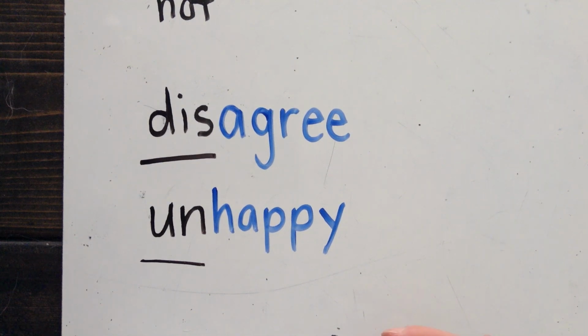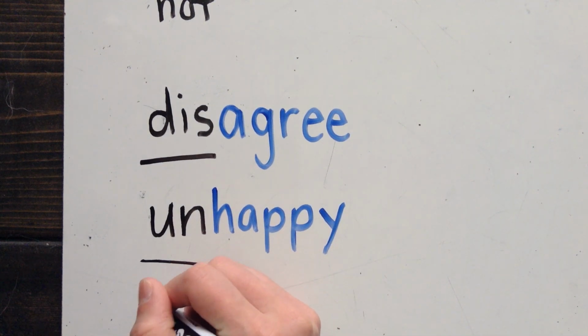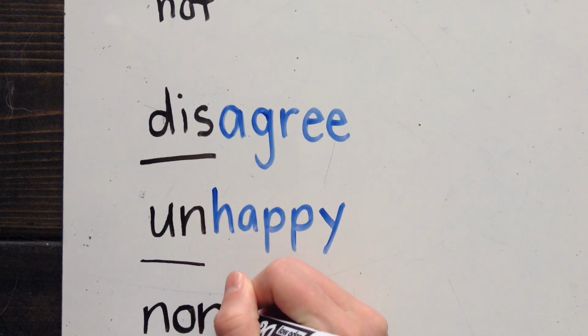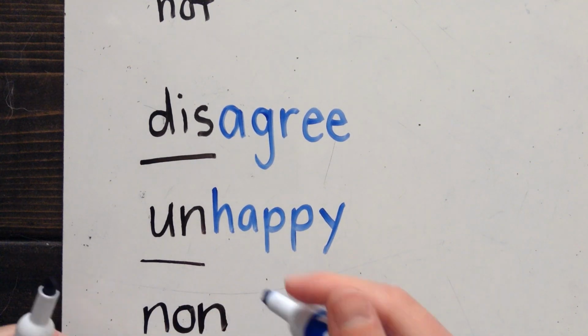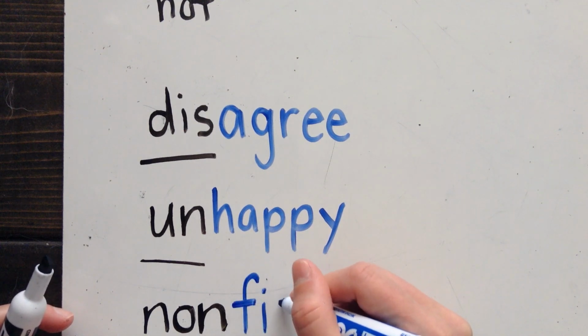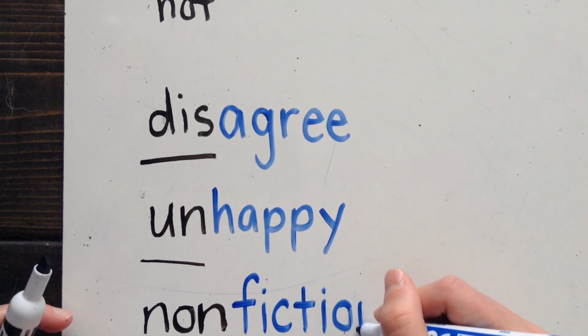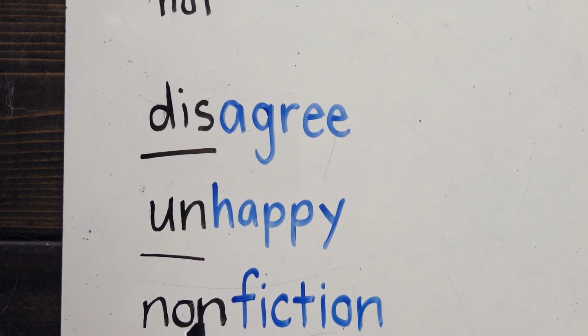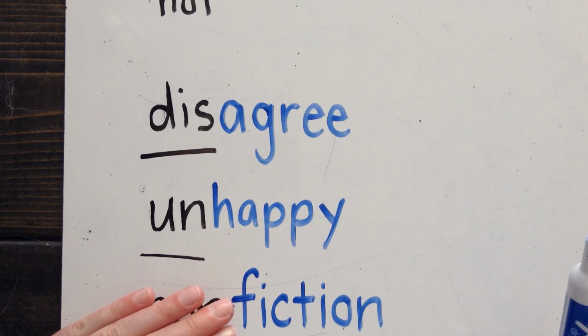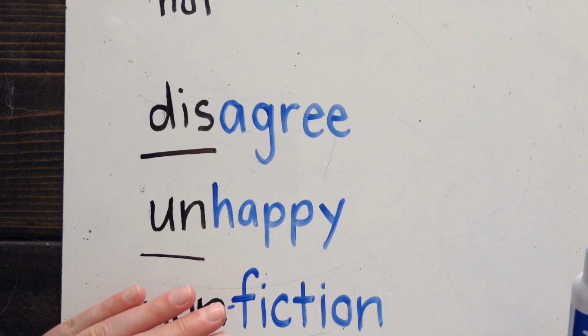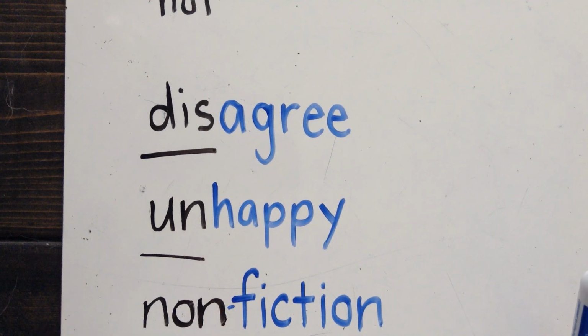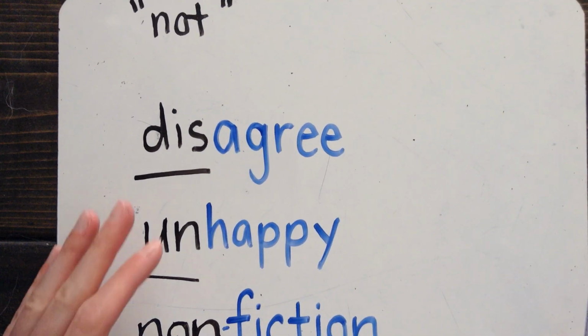The next prefix we use, which means not, is non. This is the word non-fiction, which will sometimes have a dash in between. Non means not. If we take away the prefix, fiction means make-believe, fairy tale, fantasy. But if you add the non in front of it, it means not fiction. This prefix changes the meaning quite a bit.